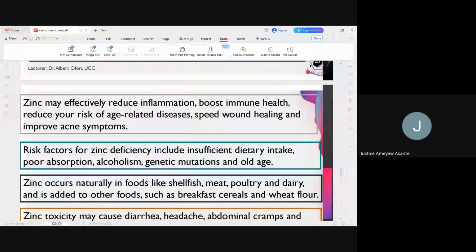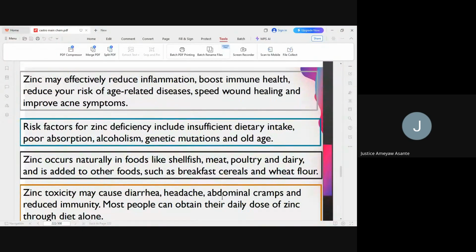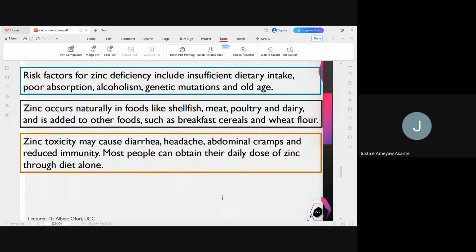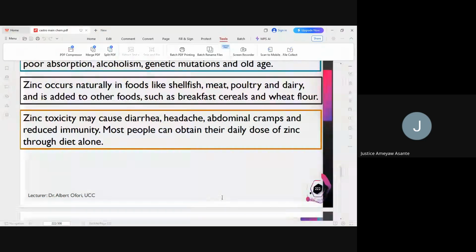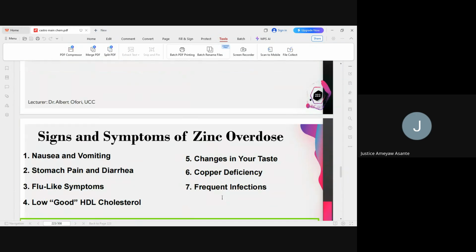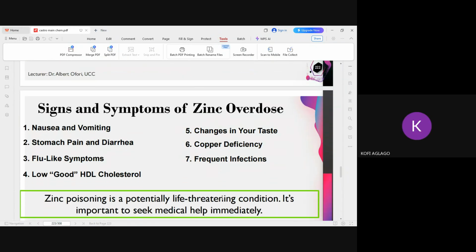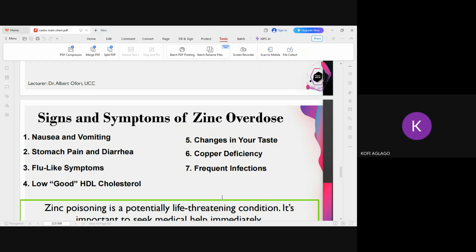So you are saying zinc occurs naturally in foods like what you've already mentioned. Zinc toxicity may cause diarrhea, headache, abdominal cramps, and reduce immunity. Most people can obtain their daily dose of zinc through diets alone. So excess intake of zinc can also be a poison to the system.